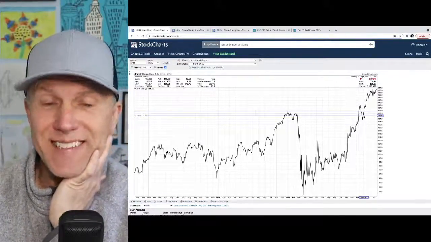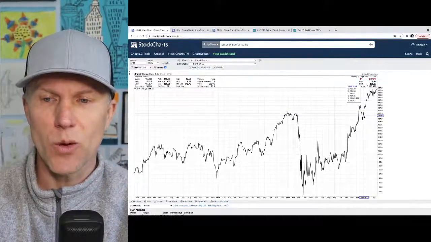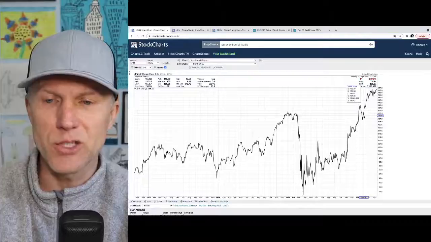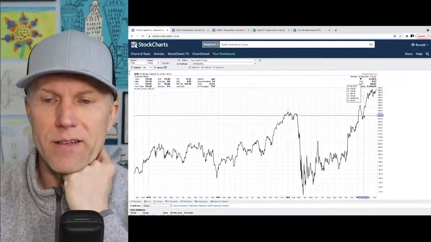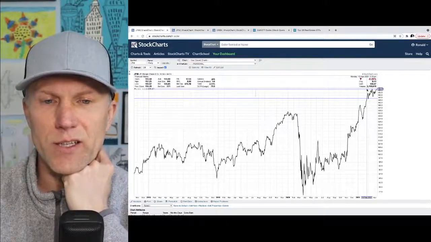Whether you're investing or whether you're trading, and again, they're two separate things, you don't want to necessarily confuse them in your portfolio. But look at this. It's consolidating at new lifetime highs. That's a sign of strength.